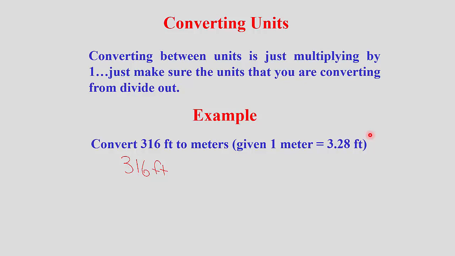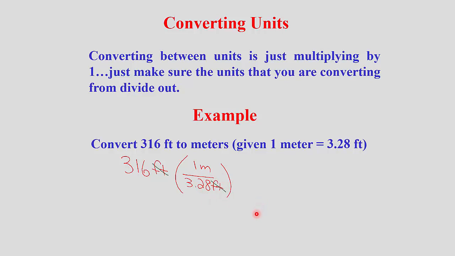And so the fraction that I'm going to multiply by is either going to be 1 meter over 3.28 feet, or it's going to be 3.28 feet over 1 meter. We put one of the conversion factors in the numerator, the other one in the denominator. And for this, we set it up so that it's 1 meter over 3.28 feet. The reason we do that is because in the original quantity, I have feet in the numerator. Here I have feet in the denominator, so they will divide out.